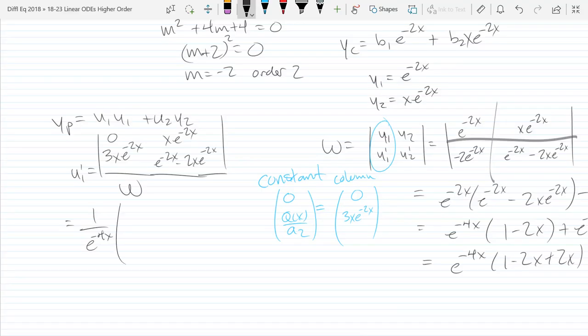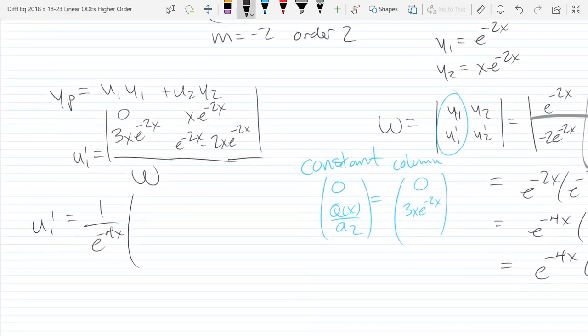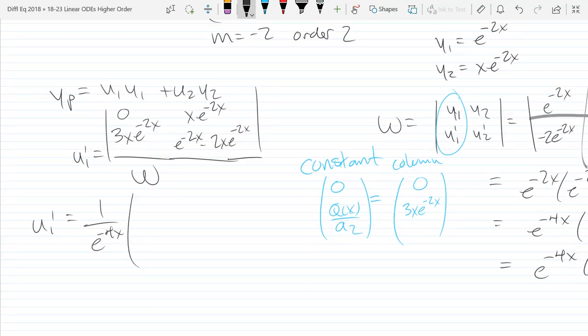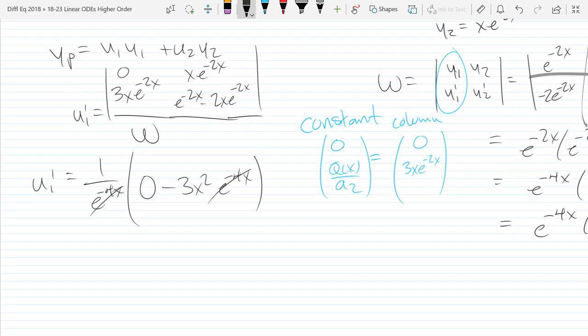And that's a reciprocal because we're dividing by that. Now the determinant, we get 0, which is nice, minus 3x squared e to the negative 4x. So our e to the negative 4x's cancel out, and u1 prime is going to be negative 3x squared. So u1 is the antiderivative of negative 3x squared dx, just negative x cubed.